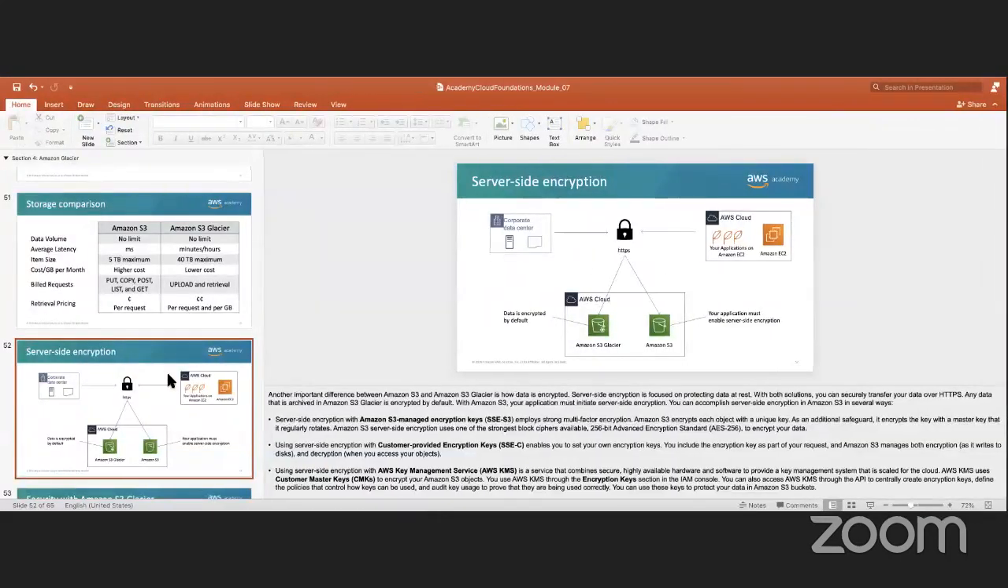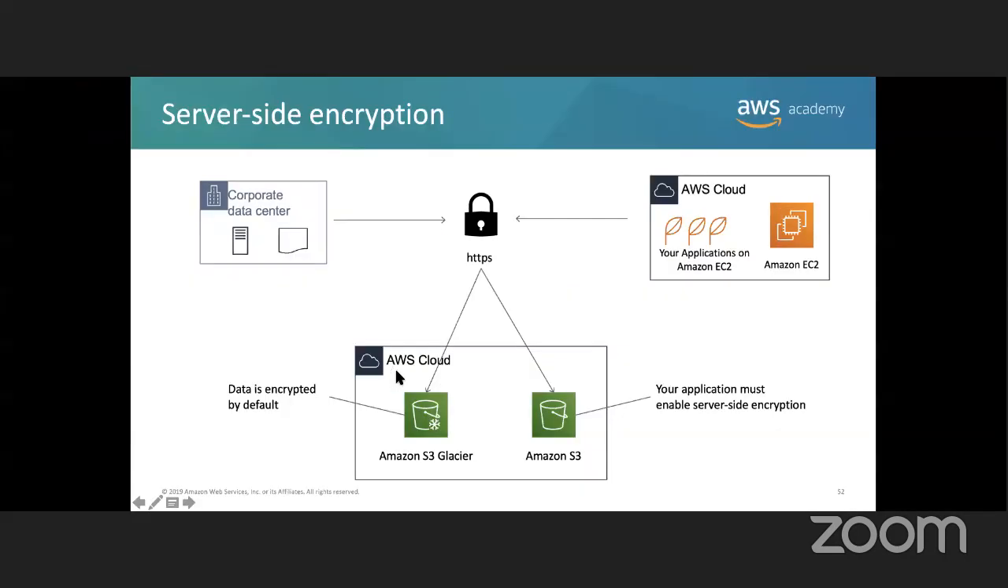But in the case of Glacier, the vault is already encrypted, so everything is encrypted by default. You must enable server-side encryption to be able to have this encrypted with S3. Okay.